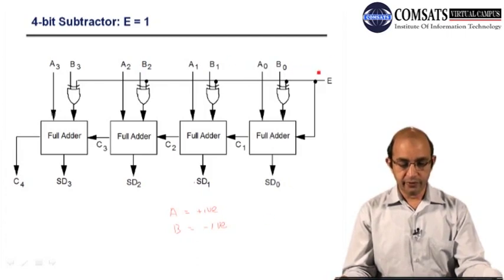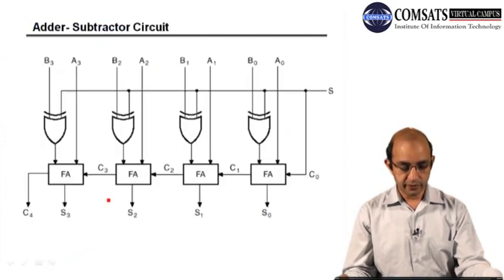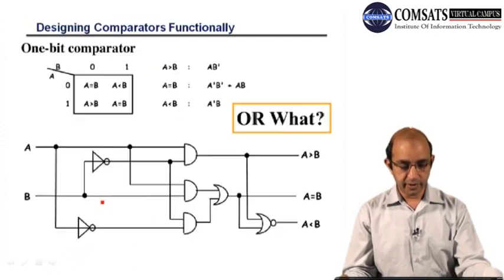If e is equal to 1, then I will be taking the difference, or taking the complement of that number b, and then adding them up. If e is equal to 0, then it will be performing the sum. So this is a 4-bit adder-subtractor circuit. Here you can see that we have the adder-subtractor circuit.